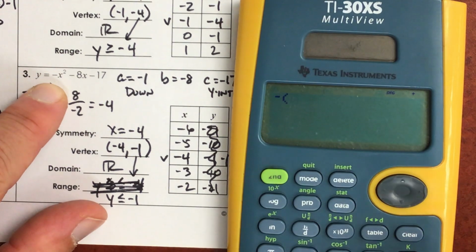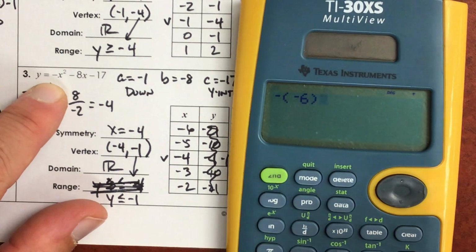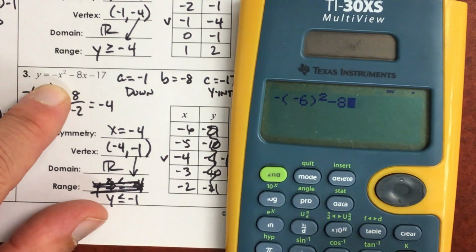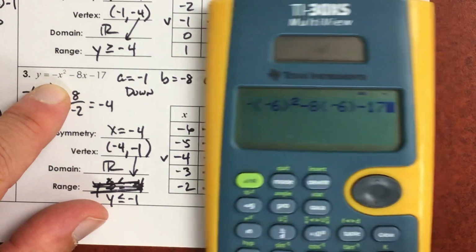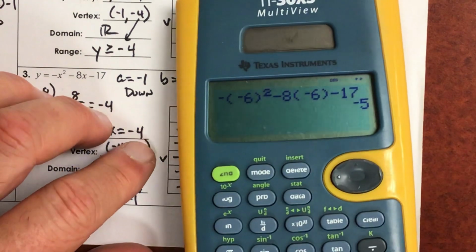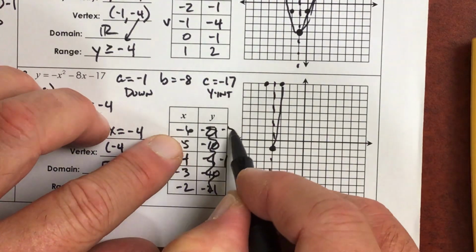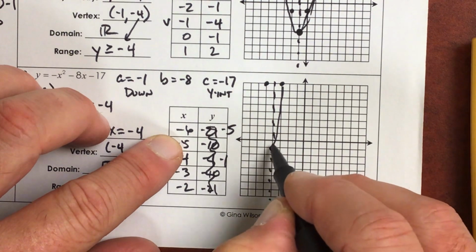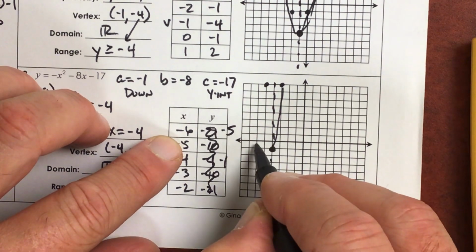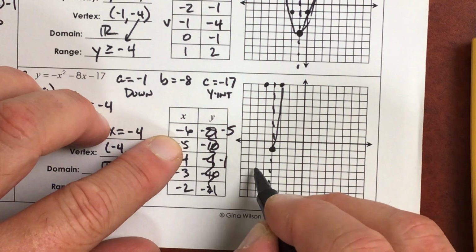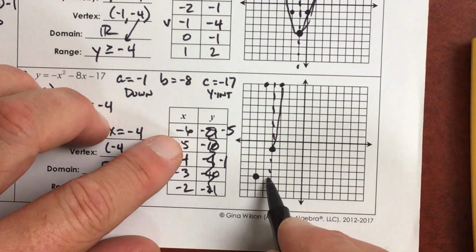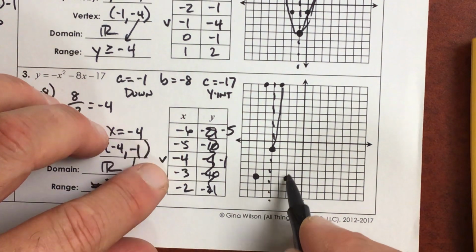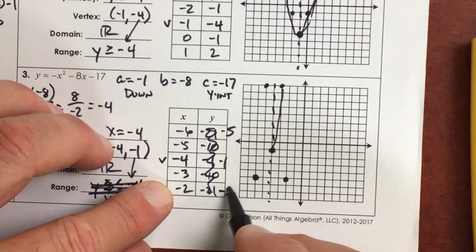My fault. So sorry. Negative 6 squared minus 8 times negative 6 minus 17. So now I got it right. So hit enter and it's negative 5. Okay, so when negative 6, it's negative 5. That's a little bit better. So negative 6 is this one over here. Negative 5 is down here. 1, 2, 3, 4, 5. There it is down there. I'm 2 away from the axis of symmetry, 1, 2. So that means this one is negative 5 as well.